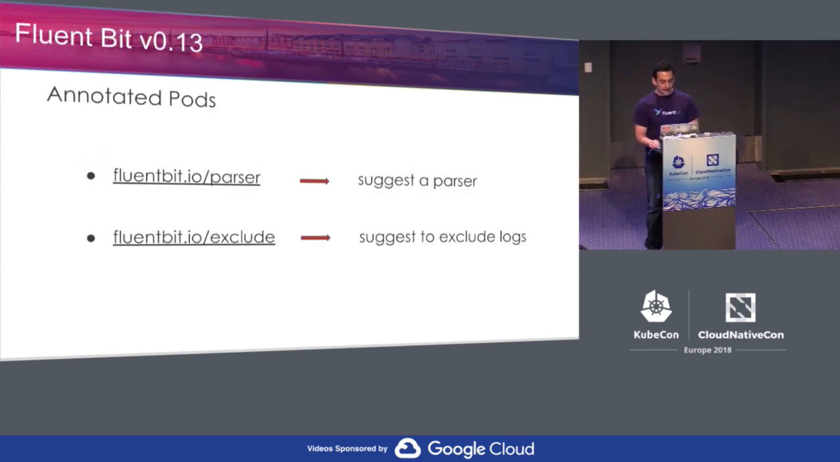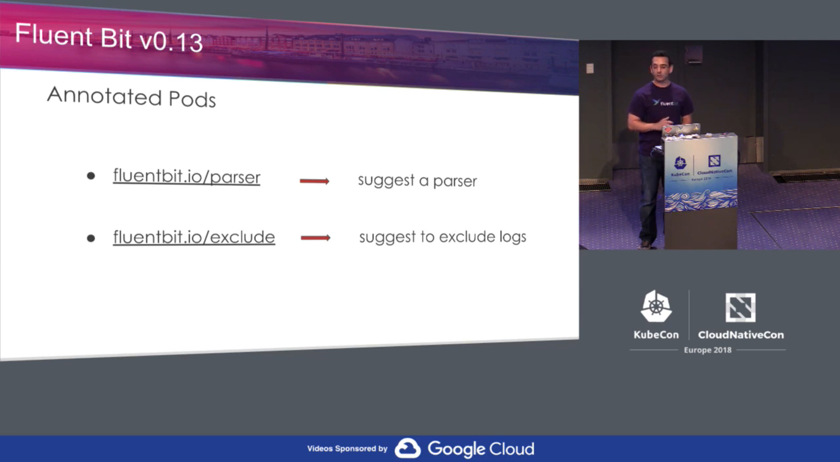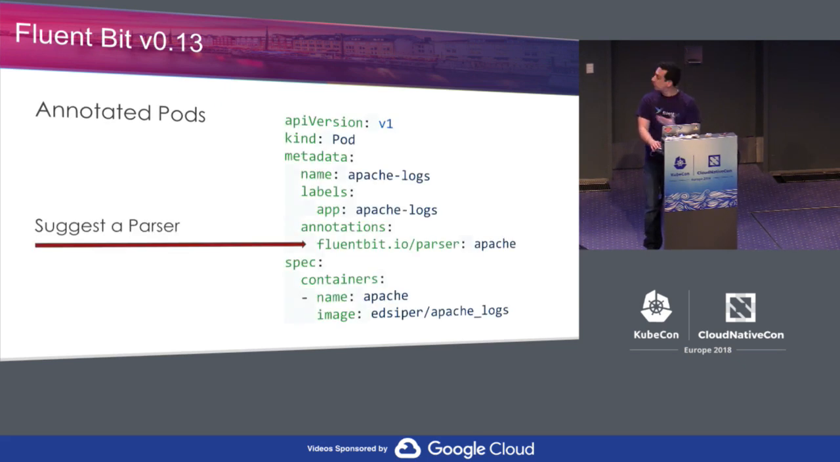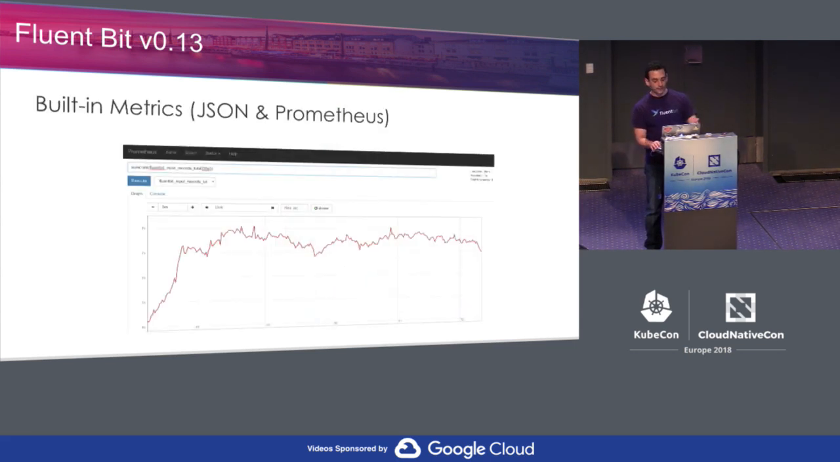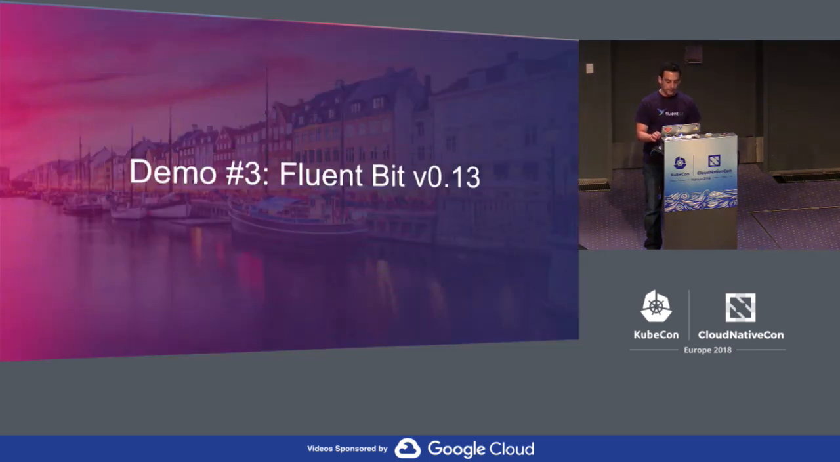OK? And well, annotated pods, you can use the parser to suggest a parser. And I say suggest because in the Fluent Bit configuration, you can reject those rules. Maybe some guy wants to deploy a pod which wants to exclude their logs. But if that flag is not enabled or allowed in Fluent Bit, it will not happen. It will log it anyway. Annotated pods, we just saw how we can put an annotation. Well, Fluent Bit built-in metrics with Prometheus. And that's what I showed you right now.